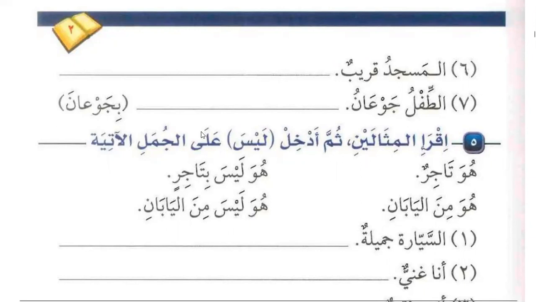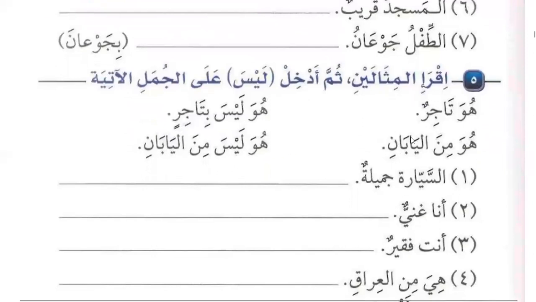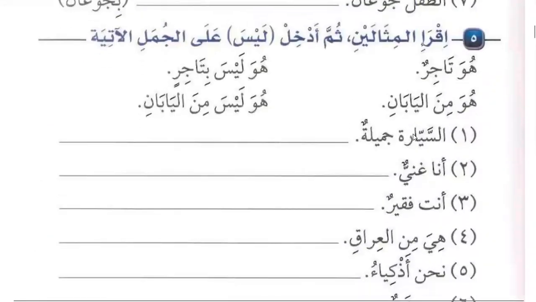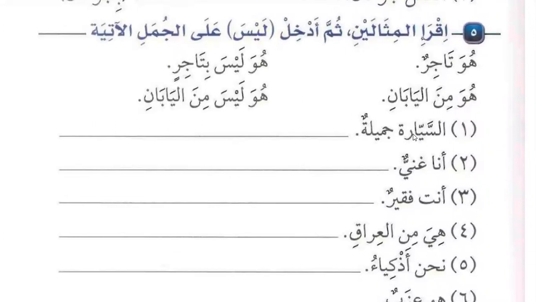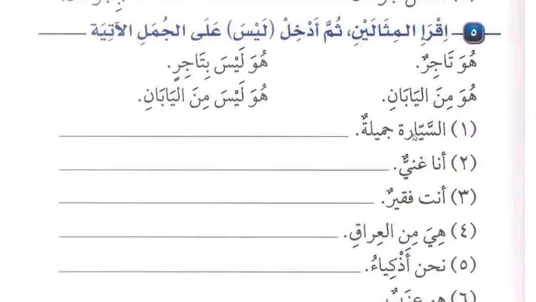Iqra' al-mithalayn, read the two examples. Thumma adkhil laysa 'ala al-jumal al-atiya, then enter the word laysa on the following sentences. Nothing new, same thing, but this time you will have a pronoun in the place of the mubtada'. So, huwa tajirun. Okay, Miss Satya, read the examples. Huwa laysa bitajirin. Huwa minal yabani. Huwa laysa minal yabani.